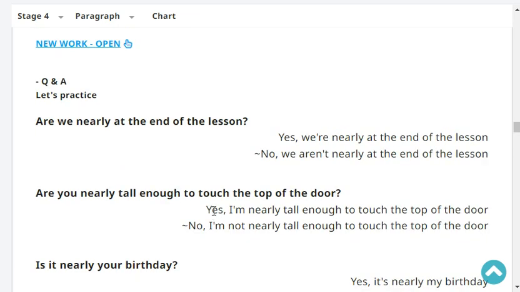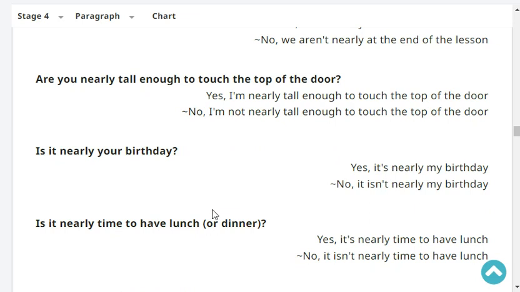Are we nearly at the end of the lesson? Yes or no? No, we aren't nearly at the end of the lesson. Are you nearly tall enough to touch the top of the door? No, I'm not nearly tall enough to touch the top of the door. Is it nearly your birthday? No, it isn't nearly my birthday.